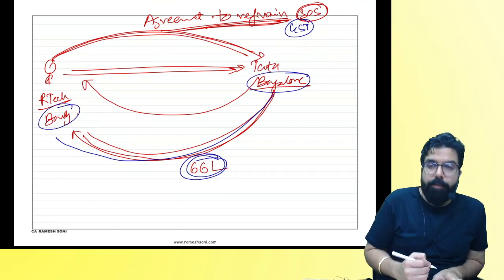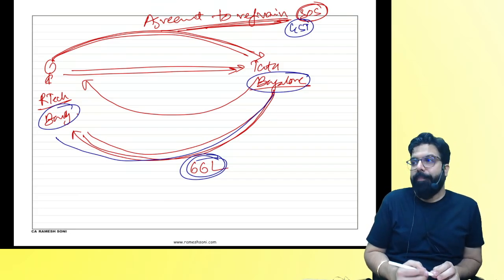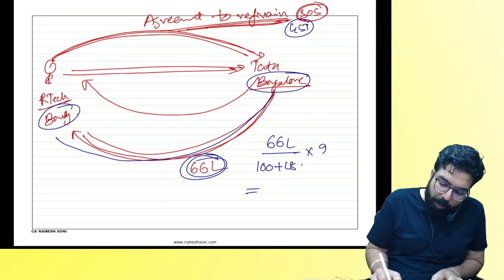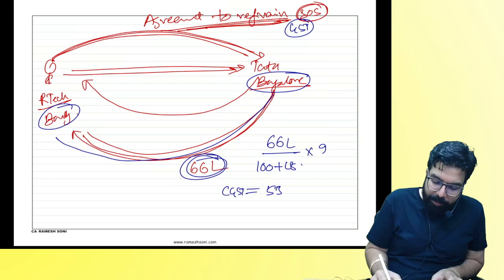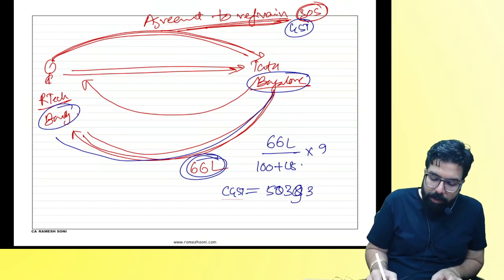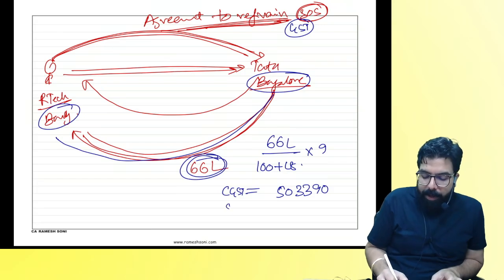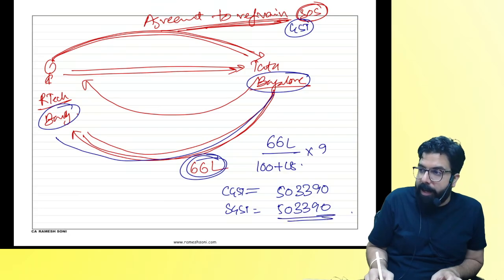Are they in Bangalore? You are in Bangalore. So what GST will come? CGST and SGST. So 66 lakh divided by 100 plus 18 into 9 will give you how much CGST? 5 lakh? 5033. Okay. And the same will be SGST? 503390. Are we all clear?